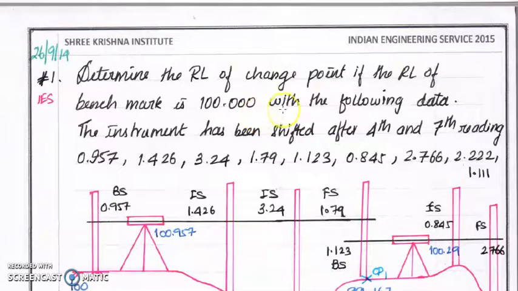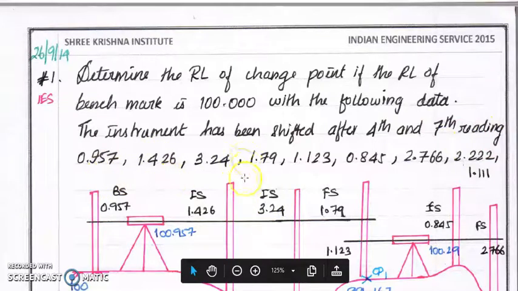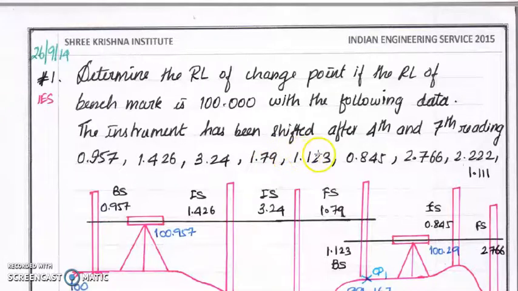If the RL of the benchmark is 100 with the following data, the instrument has been shifted after the fourth and seventh reading. They are clearly telling that the instrument has been shifted after the fourth reading and after the seventh reading. First reading, second reading, third reading, fourth reading. So after 1.79, the instrument is to be shifted. That means the fourth reading is to be taken as a change point. Similarly, the seventh one, 2.766, is also a change point.